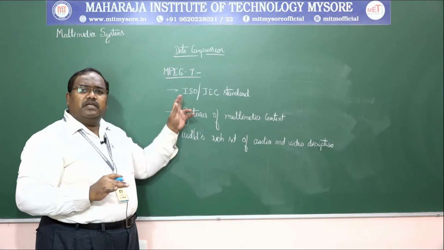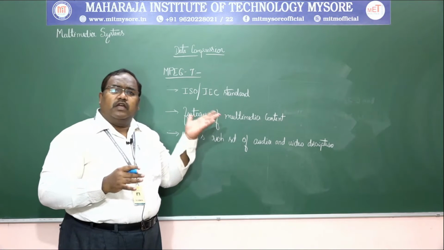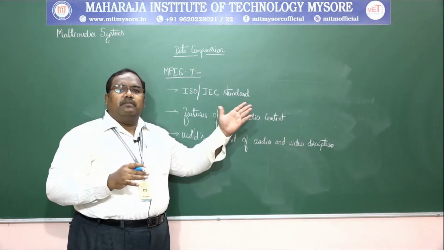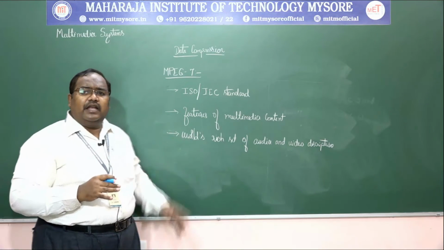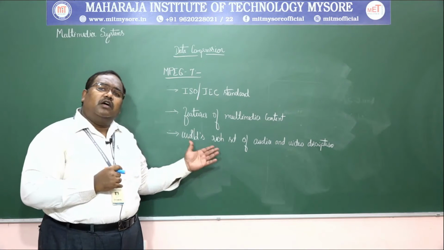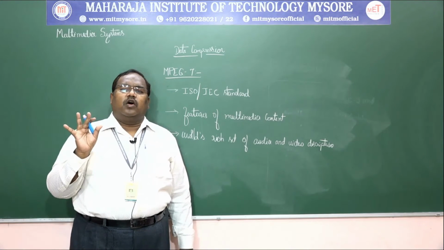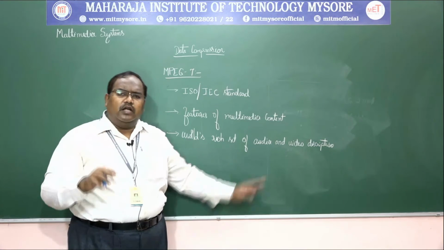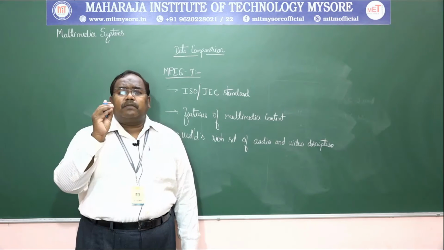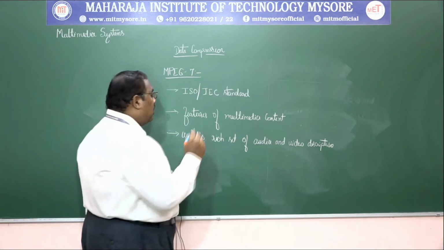The first one, it has become an ISO and IEC standard, like the standards of MPEG-1, MPEG-2 and MPEG-4, and MPEG-7 is coming in the same line to become a standard. Second, it can be defined as a standard for describing the features of multimedia contents. Third, it is very qualified, providing the world's richest set of audio and video description. This format provides a detailed description of the audio and video representation of each object. That is the main thing. And it was released in the year 2002.